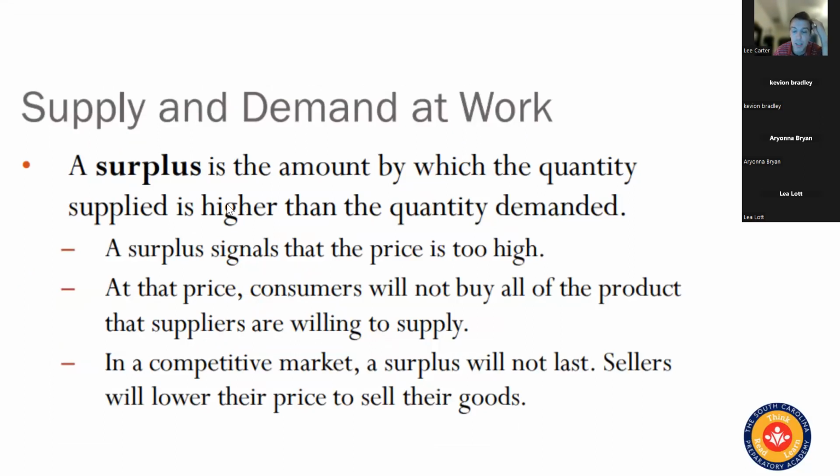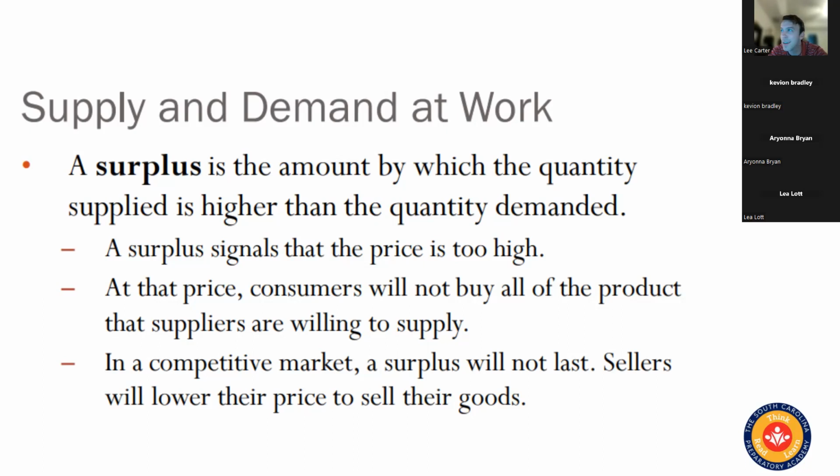Okay. So a surplus is the amount by which the quantity supplied is higher than the quantity demanded. So if you've got a surplus, the price is too high. At that price, people won't buy the thing. And so then the surplus won't last because the price will lower. Okay. So for example, think about, today's the day after Halloween. If you went to the store today and you looked at the Halloween candy, you would find that the Halloween candy is probably 50% off. So after less than a day, if you want some Halloween candy, you go buy it because it's going to be half off. Okay. And now is also a great time to buy Halloween costumes.